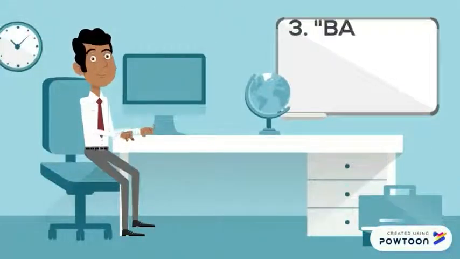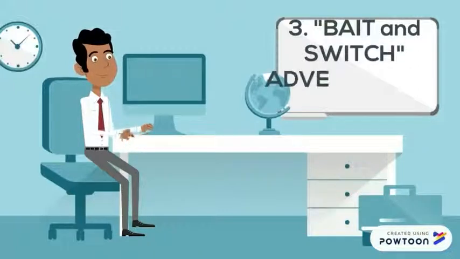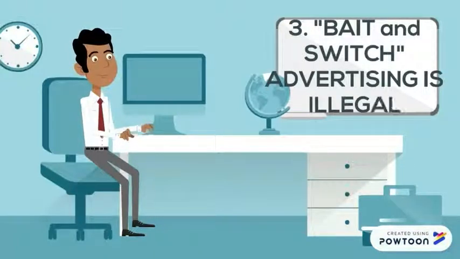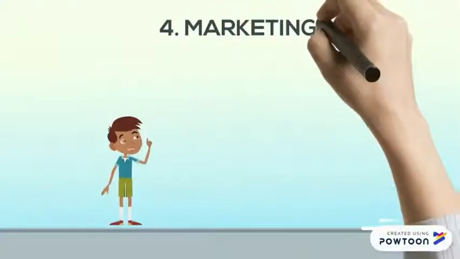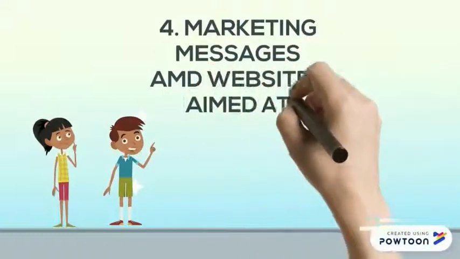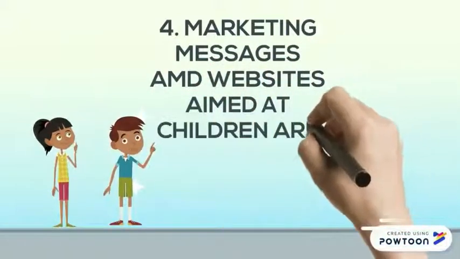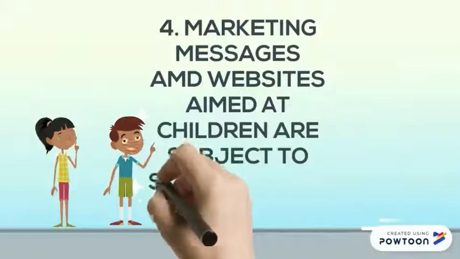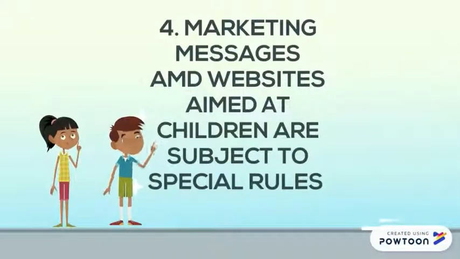Third, bait-and-switch advertising is illegal. Trying to attract buyers by advertising a product that you don't intend to sell and then trying to sell them another product is illegal. Fourth, marketing messages and websites aimed at children are subject to special rules. For example, online marketers must obtain consent from parents before collecting personal information about children under age 13.